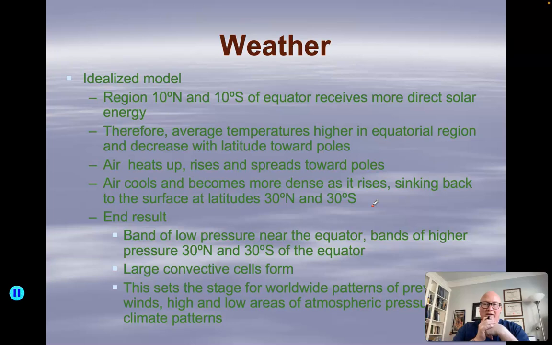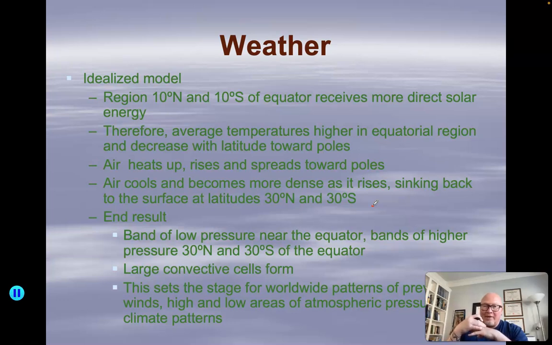So then, what is weather? Now, a lot of people will confuse weather and climate. So let's take a look here at what the definition of weather is. When we start taking a look at weather, we're talking about localized changes in temperature and precipitation over a short period of time.